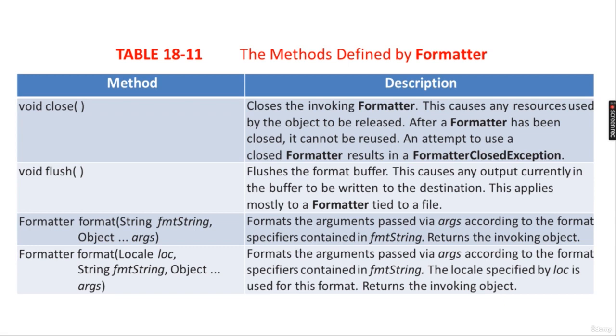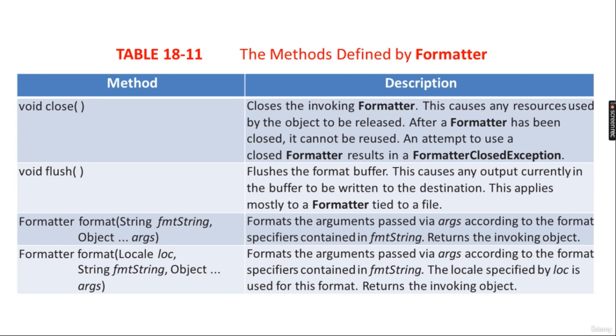void flush() flushes the format buffer so that it will be cleared. This causes any output currently in the buffer to be returned to the destination. This applies mostly to a formatter tied to a file. Okay, if you are writing to a particular file XYZ, when you flush the buffer, whatever is in that buffer will be copied to that particular file. And this flushing normally applies to a formatter tied to a file.